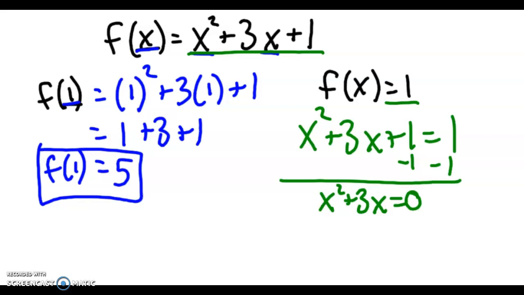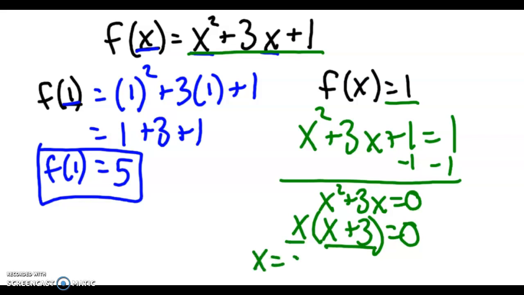We can pull out a greatest common factor. They both have an x in it. So we're going to take out an x. x squared divided by x is x, 3x divided by x is 3. And then from here, you are using your zero product property. You're going to set both of your factors equal to 0.